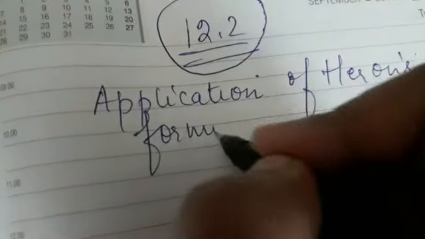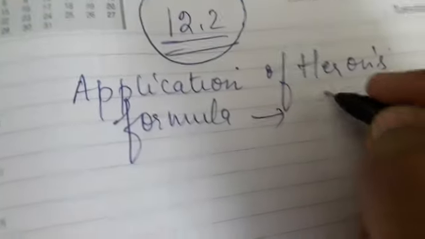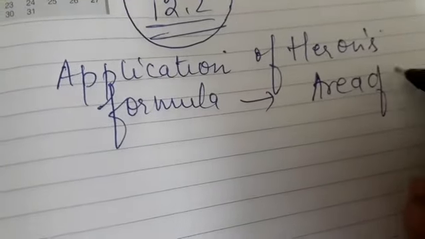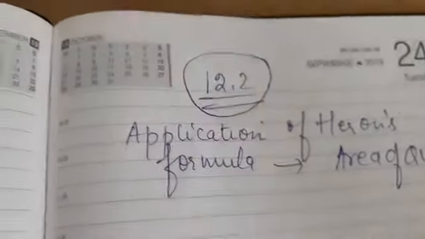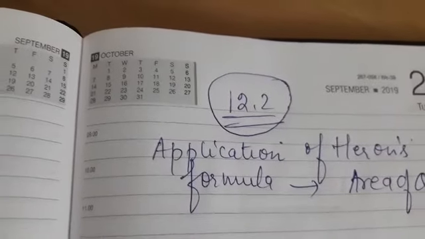Today we are going to study Heron's formula exercise 12.2, and this exercise is based on the applications of Heron's formula. With this formula we are going to learn how to find the area of a quadrilateral, right? We have already completed 12.1, in which we learned how to find the area of a triangle. Now this is the exercise.